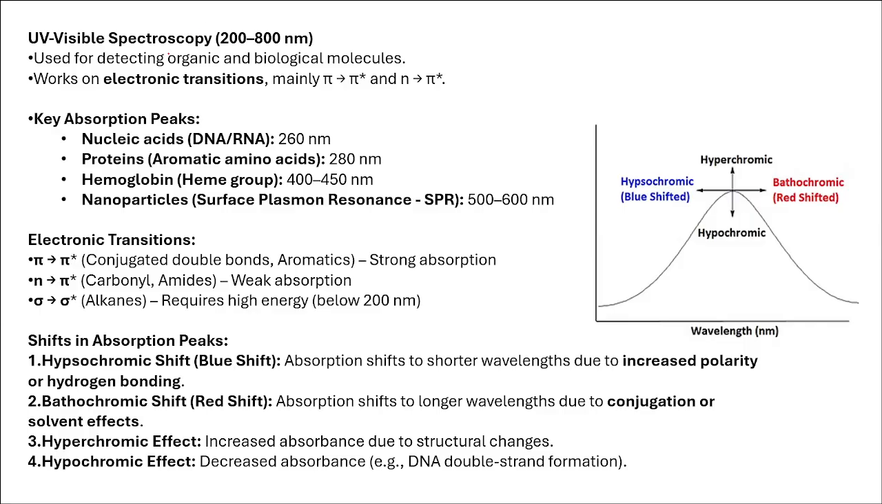Now, when we are talking specifically about UV-visible spectroscopy, which is mentioned in your course content, this is the range that we are dealing with, from 200 nanometers to approximately 750 to 800 nanometers. This is used for detecting organic and biological molecules, and works on electronic transitions, mainly pi to pi star and n to pi star. Now, these are all some basic chemistry, but let us come to our topic of interest, some of the very basics and how these are used to study nanoparticle characterization.